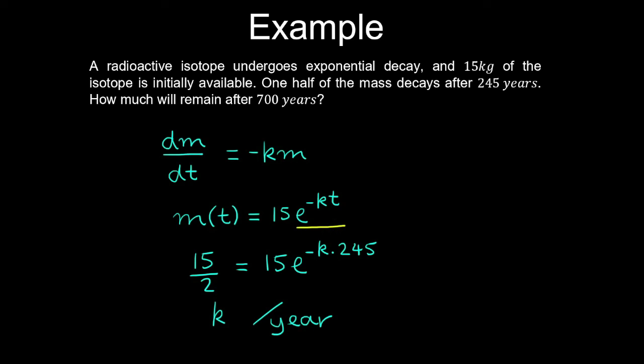And then how much of the isotope will remain after 700 years? Well, what you do is plug in 700 years into this equation, because we now have the rate constant and the initial mass. And you'll obtain a mass in kilograms.